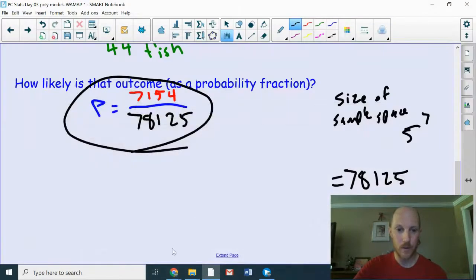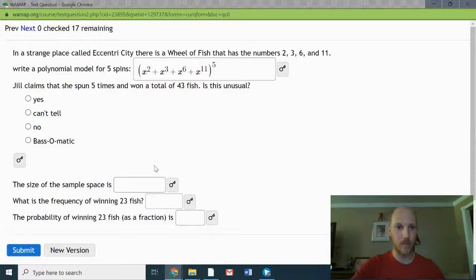So, get back to the right screen. Jill claims she won 43 fish. Is this unusual? Yes, it's unusual. It's not even possible. Jill is a liar or has a bad memory. But you can't win 43 fish. So is it unusual? Yeah, it is. Later, we'll learn some ways to determine if something is actually possible. Would we still deem it unusual or not? At this point, if it's not possible, we have to say it's unusual. It can't happen.